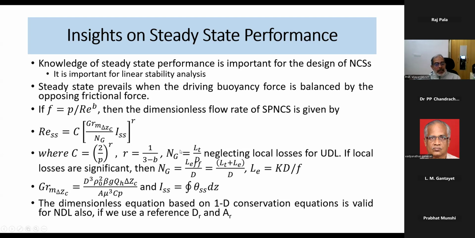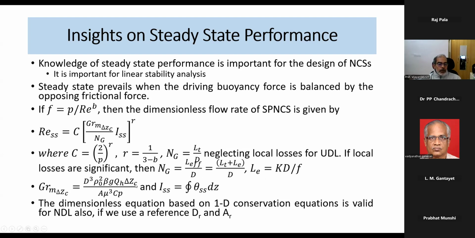Here NG is the geometric parameter which is responsible for frictional losses. If you neglect local losses, it is simply the total circulation length divided by the diameter. However, if you consider the local losses, it is actually L effective by diameter, which is the sum of the actual physical length plus the equivalent length corresponding to the local loss coefficient, which is calculated this way.